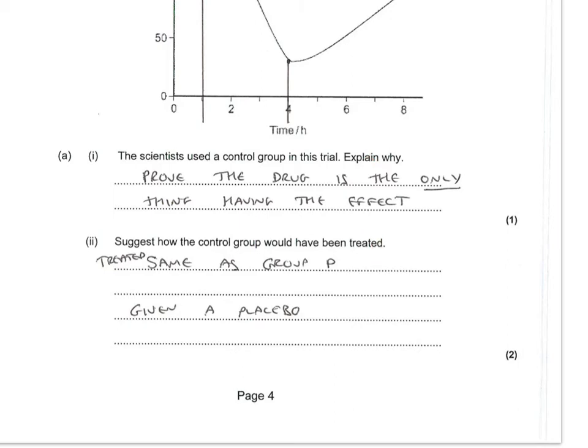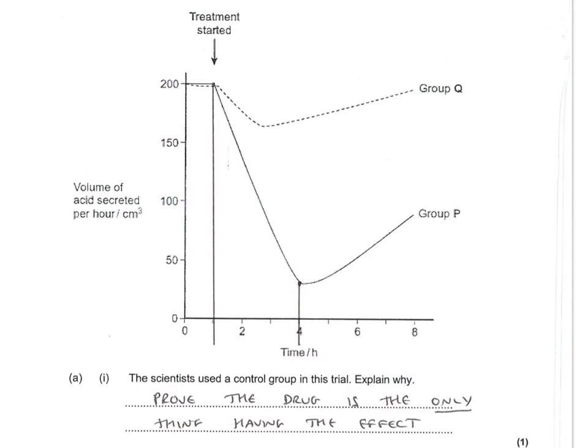So let's have a look at this graph before we move on to the last part where the mark scheme is. I'll explain it here and then I'll show you the mark scheme after, because it's on a separate page. So if you look at group P, you can see that the line decreases. Now, most people said the line decreases for 4 hours, because after 4 hours the line does start to increase again. But the treatment wasn't given until 1 hour. So you can only say that the treatment decreases the volume of acid secreted for 3 hours, or between 1 and 4 hours. Big mistake.